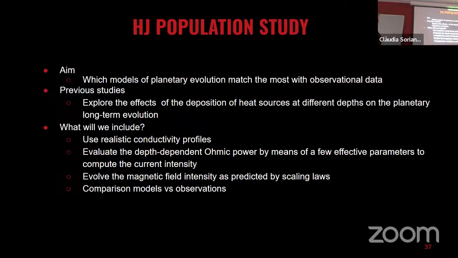Then we have the other part of the project, which is the hot Jupiter population study. The aim of this study is to check which of the models that we are creating fit best with the observational data. These models are models of the planetary evolution of hot Jupiters in one dimension, so we observe how the radii of these hot Jupiters change in time. There are previous studies that explore some of these effects of the deposition of heat in hot Jupiters, but we are improving on these studies because we are using realistic conductivity profiles.